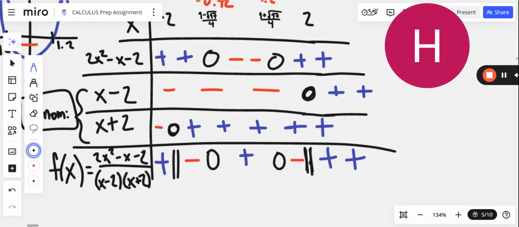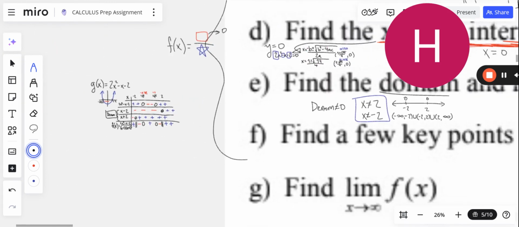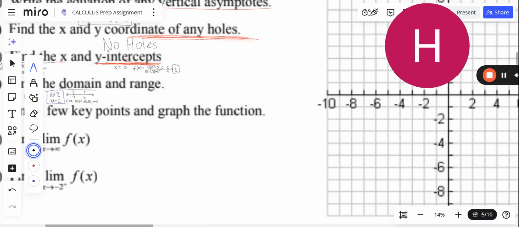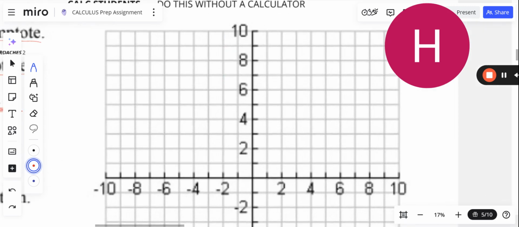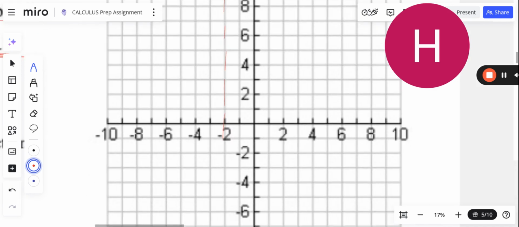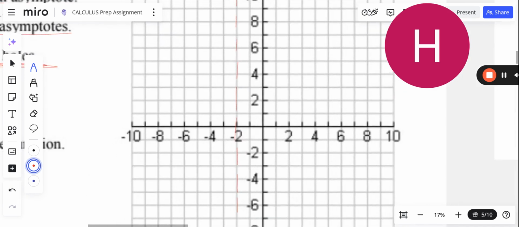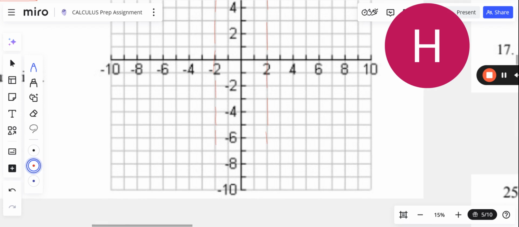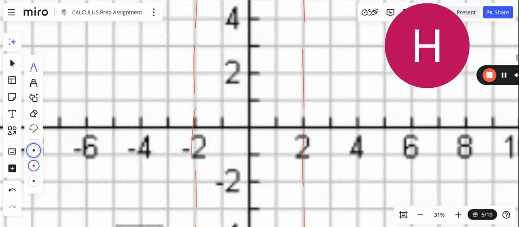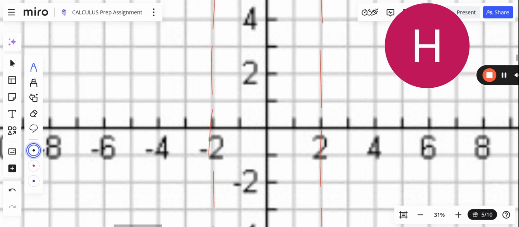We know that it has asymptotes at plus and minus 2. Let's indicate that on the graph. Where's the graph? There we go. I guess I'll use red for that. Very thin asymptotes. Okay. We have some points where we think the zeros would be.